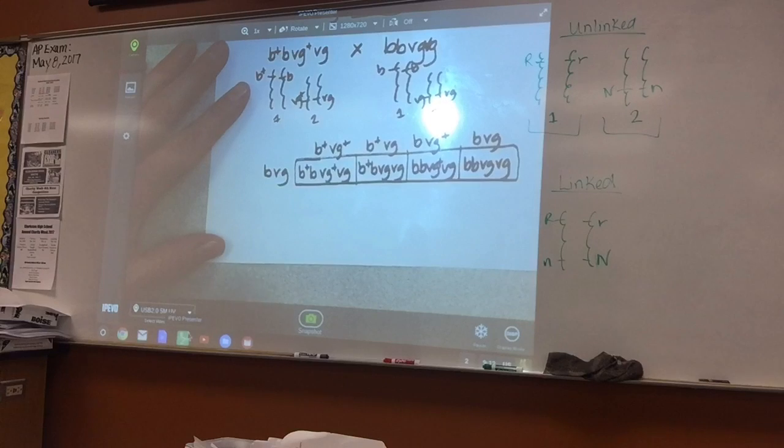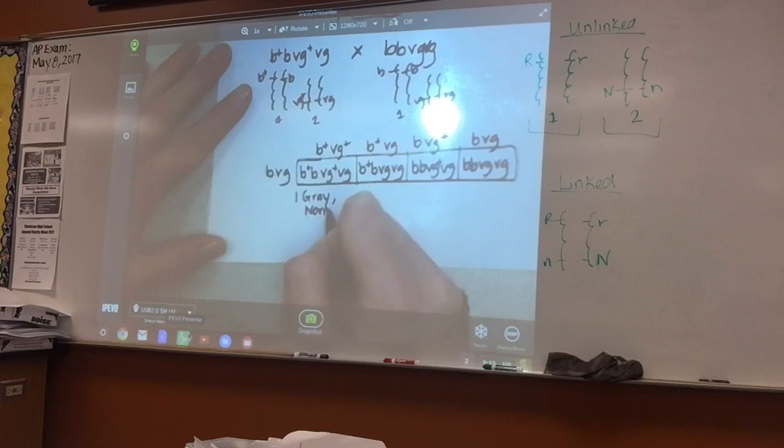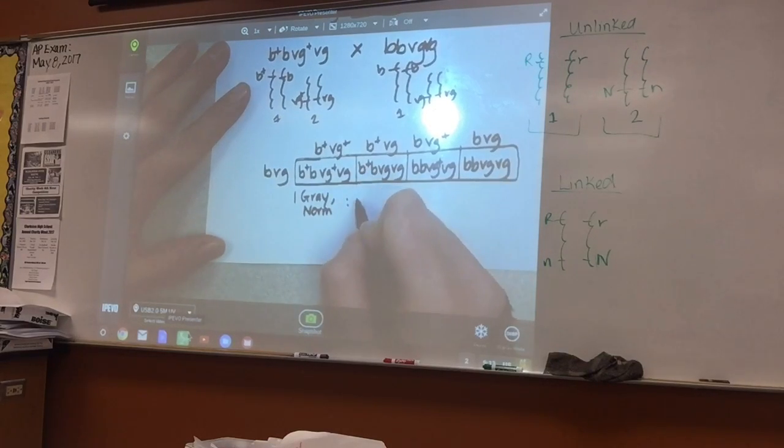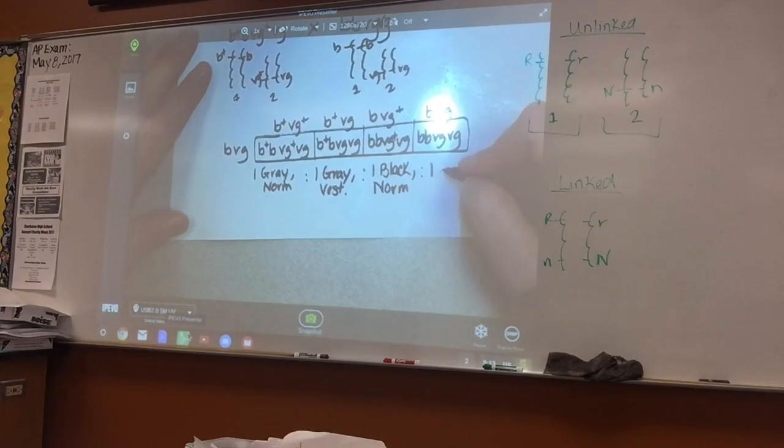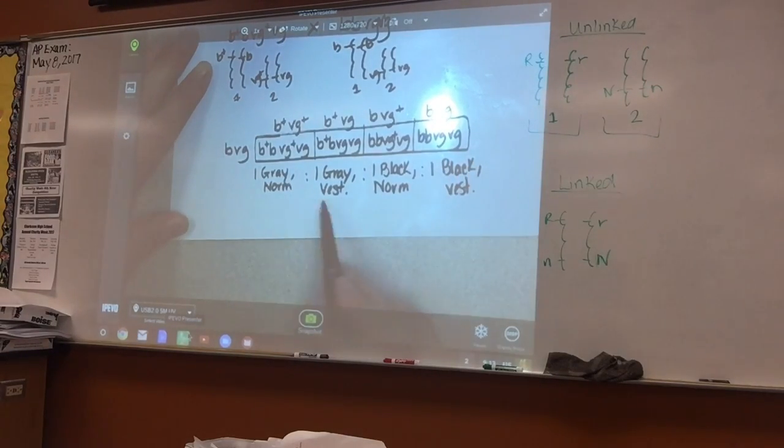So when I do the phenotypic ratio, this one has both the wild types, which is dominant. So I would have one gray body, normal wings. To one, this one has the dominant gray body, but has vestigial wings. To one, this one's recessive, so they're going to have one black body, but it has the dominant normal wings. And to one, all recessive, which is black and vestigial. So that's my phenotypic ratio.